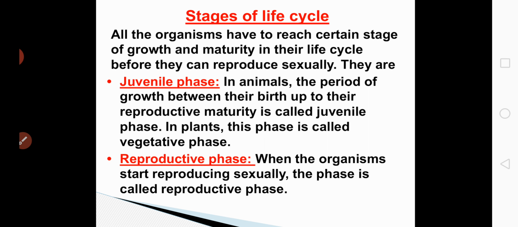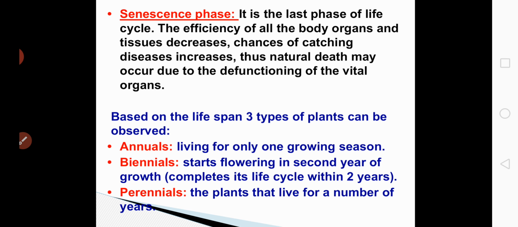Next to the reproductive phase, the third stage is the senescence phase, and this phase is also called the aging phase, and it is the last phase of the life cycle. The efficiency of all the body organs and the tissues decreases during this phase, and chances of catching diseases increase. Thus, natural death may occur due to the defunctioning of the vital organs. So the senescence phase is nothing but the aging phase, and it is the last phase of the life cycle.